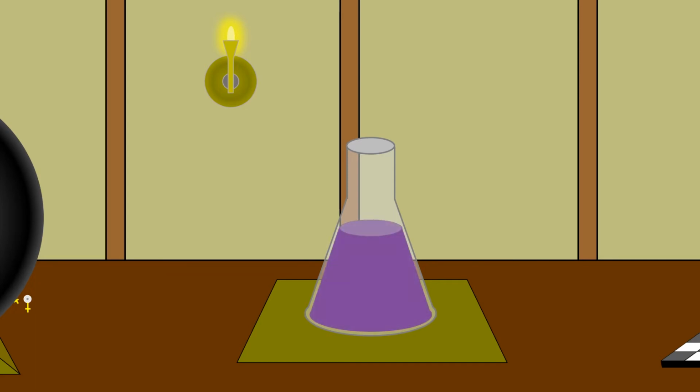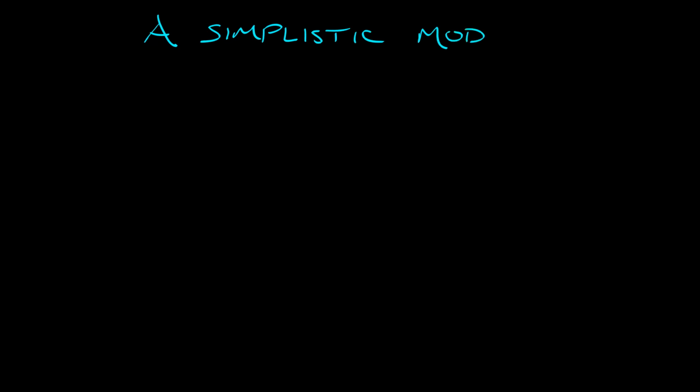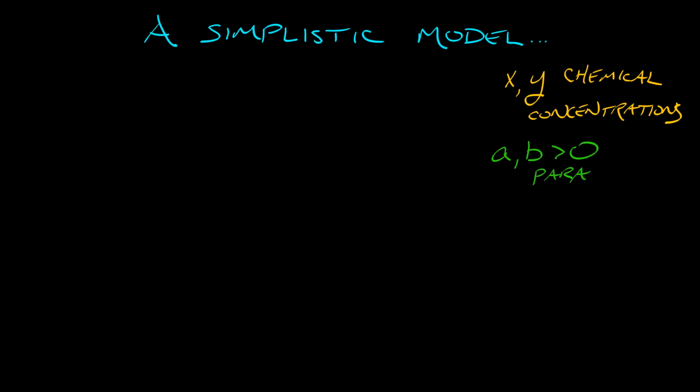Now, let's ignore all the details of the chemical experiment. I don't know much about that at all. And let's move on to a simple model that is meant to approximate what is happening here. And that model is going to be the following. X and Y are going to be chemical concentrations. Let's say your two things you mix together. And A and B are going to be positive parameters. Then consider the following model.